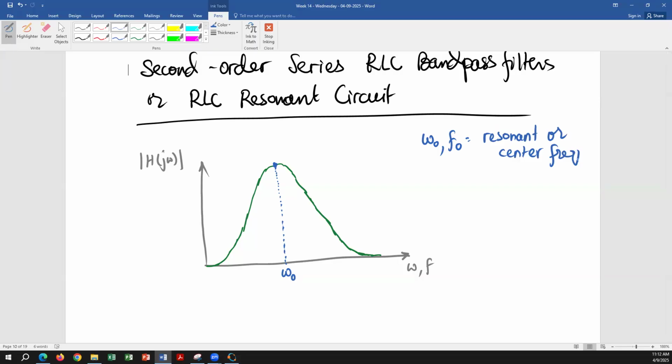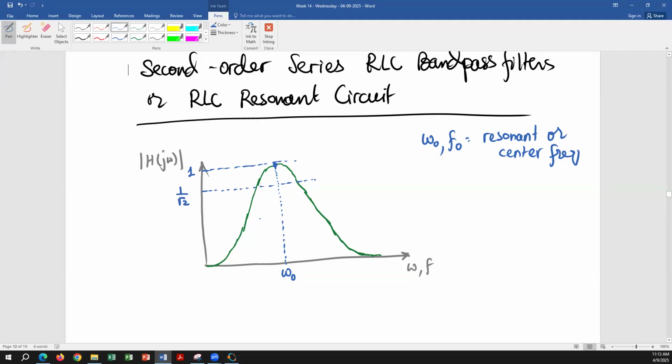Now you have two cutoff frequencies for a bandpass filter. Why two cutoff frequencies? Because at the resonant frequency, the magnitude of the transfer function is going to be 1. So that's the peak value, right? Where the magnitude is 1. Now you have two values at which your magnitude is going to be 1 over square root of 2.